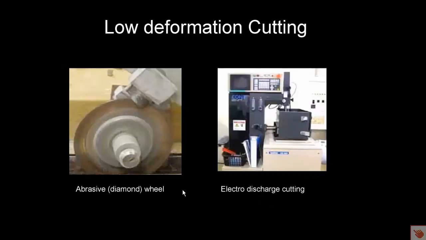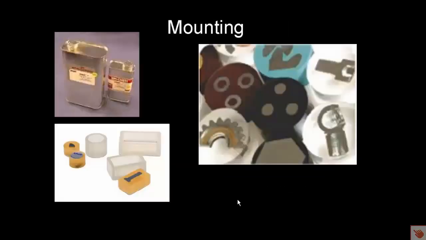Cutting is normally done using a diamond wheel, but for very hard samples we may use a technique such as electro-discharge cutting, where a moving wire with a high voltage on it erodes a sample basically by arcing against it. Samples are mounted using typically a two-part resin. It's also possible to use bakelite.